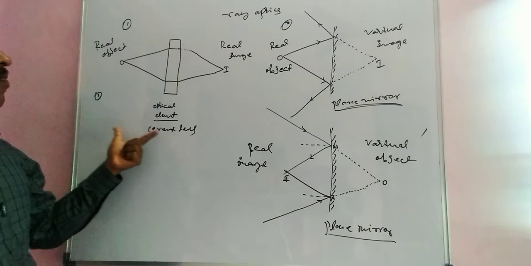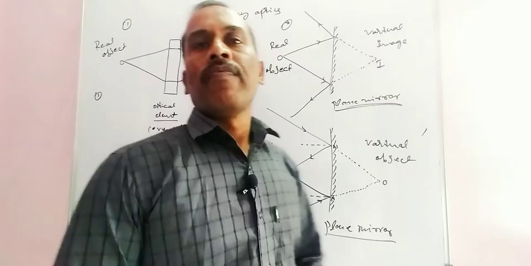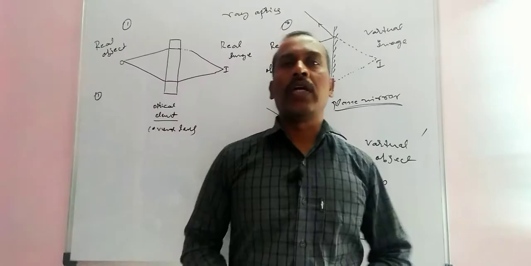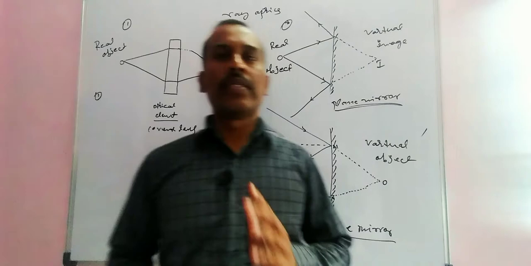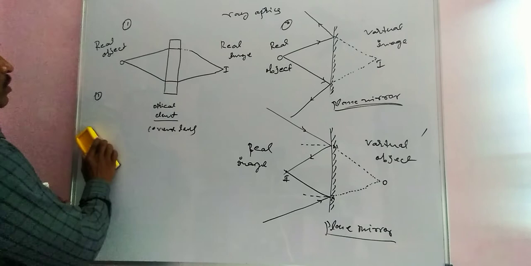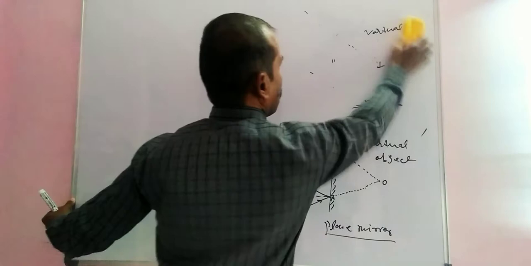Now the characteristics of an image due to reflection by a plane mirror. There are four cases. First one, note it down: the characteristics of an image due to reflection by a plane mirror.